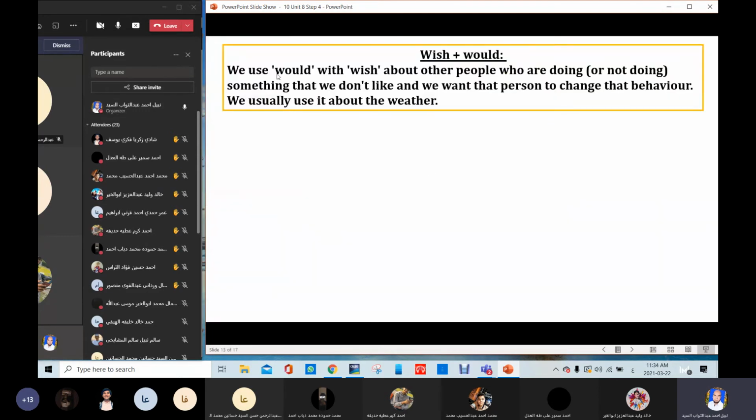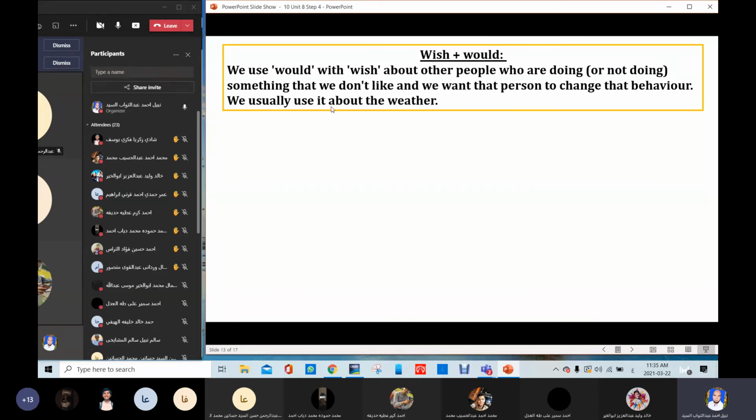Wish plus would. We use would with wishes about other people who are doing or not doing something that we don't like. So when you are complaining about something, or someone who bothers or annoys you, we use would. We want the person to change that behavior.